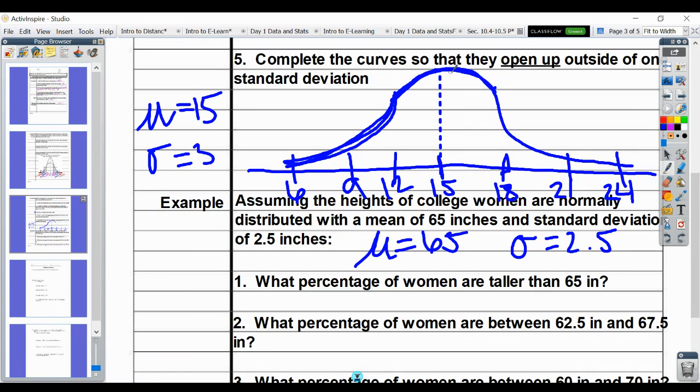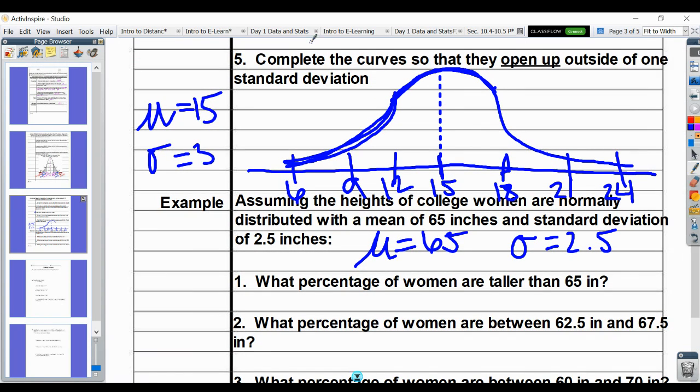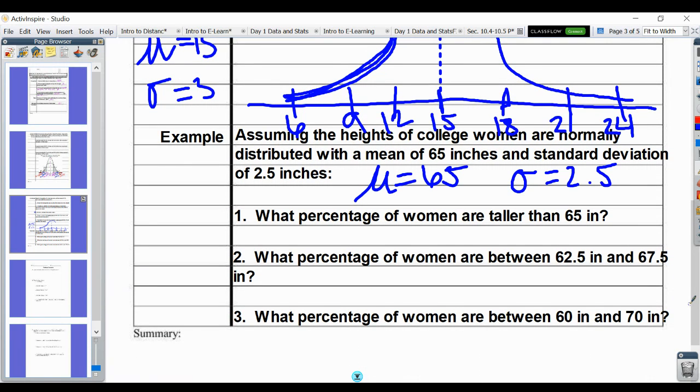So the first question is asking us, what percentage of women are taller than 65 inches? That is our mean. Okay, and notice how I'm looking up at the example above it, right here. Notice how on the mean, there's the same amount of data to the left as there is to the right. Every single time we have a normal distribution, that means 50% of the data, or 50% of women, are taller than 65 inches.